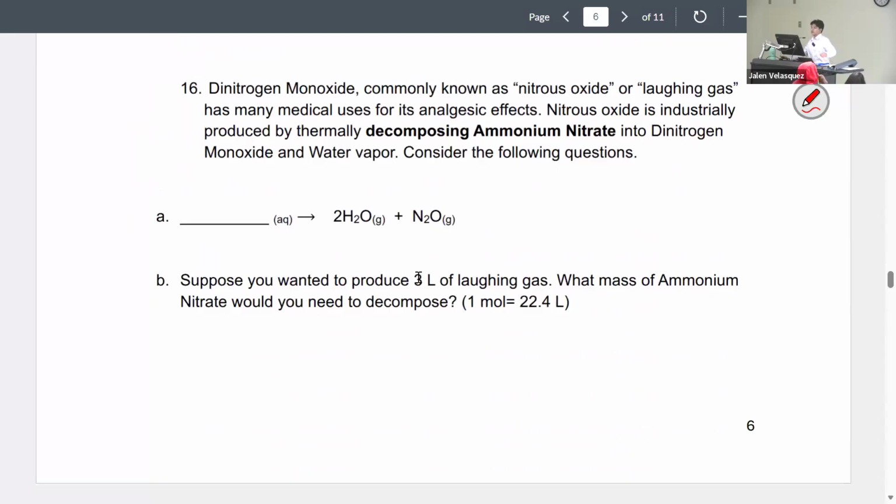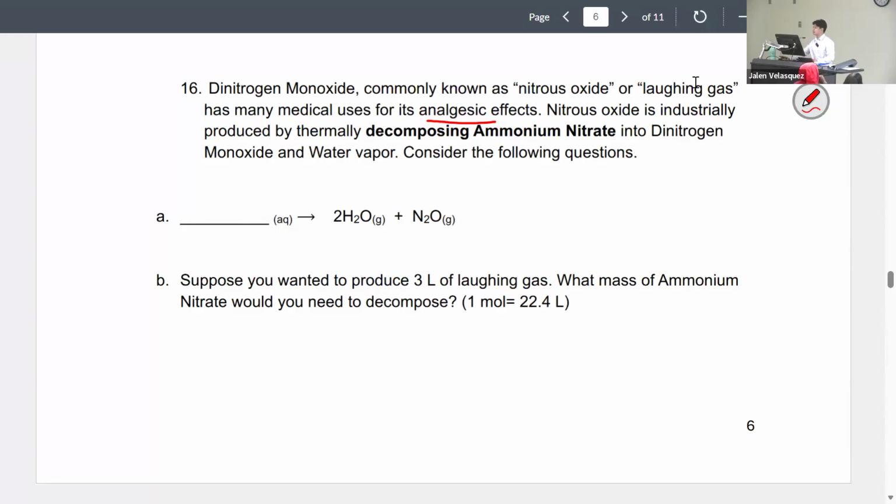Okay, number 16 here. Dinitrogen monoxide, commonly known as nitrous oxide or laughing gas, has many medical uses for its analgesic effects. Analgesic, does anyone know what this means? It's pain reducing, right? So nitrous oxide is industrially produced by thermally decomposing ammonium nitrate into dinitrogen monoxide and water vapor. And we're going to consider the following questions.